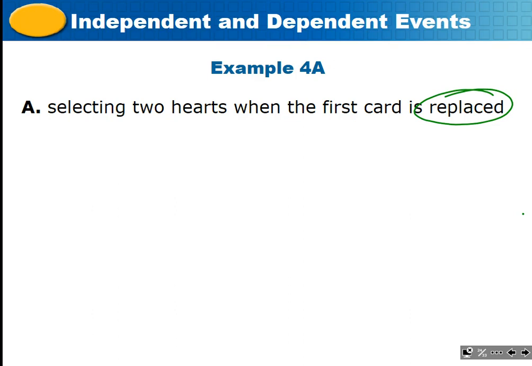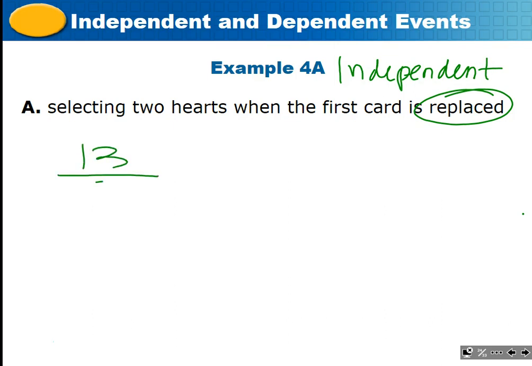So if it says that it's replaced, then we know this is independent. So that's the first thing we want to look at. So this is an independent problem. If we have hearts, there are 13 hearts in a deck of 52 cards. Now it says we replace it and we select another heart. So this is not going to change. It's going to be 13 over 52 times 13 over 52 because again, we replace the card.